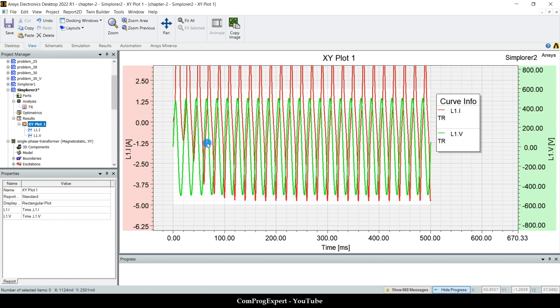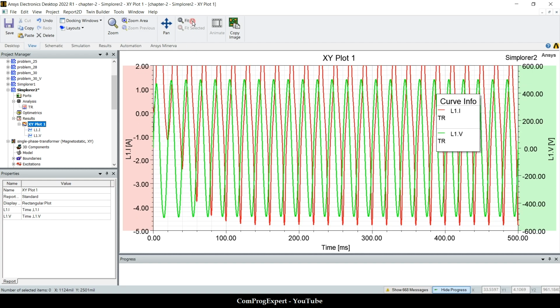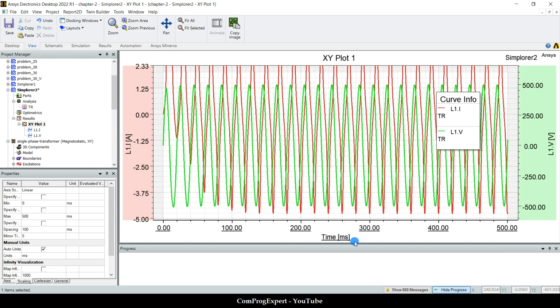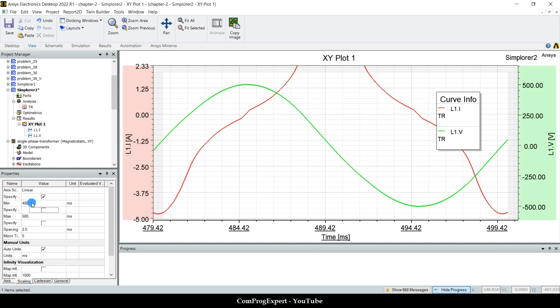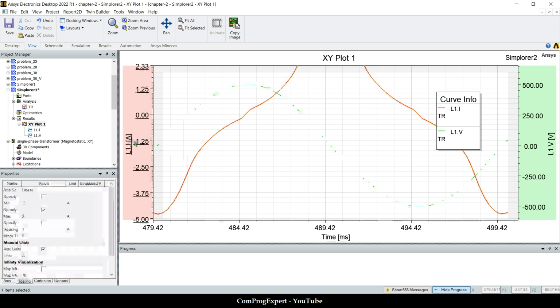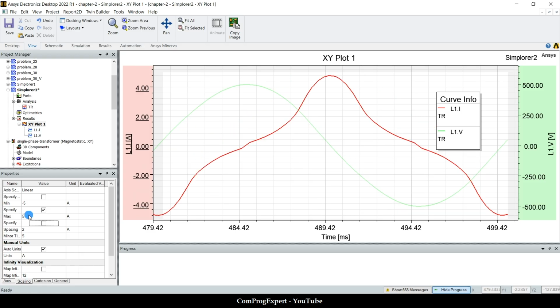So let's focus on the last electric period. So here we have time. Click on this axis, the minimum 480 milliseconds, right? Excuse me, one electric period is 20 milliseconds. The minimum value and maximum value for the current is set.